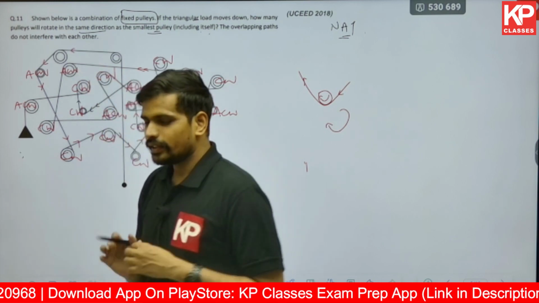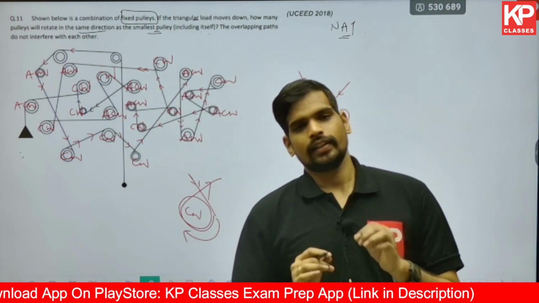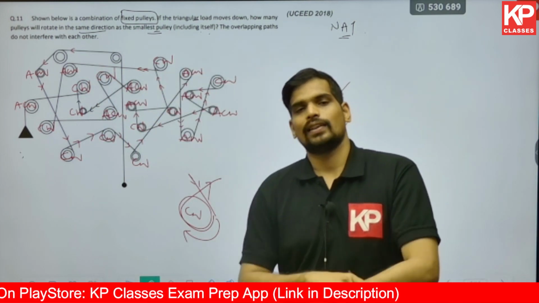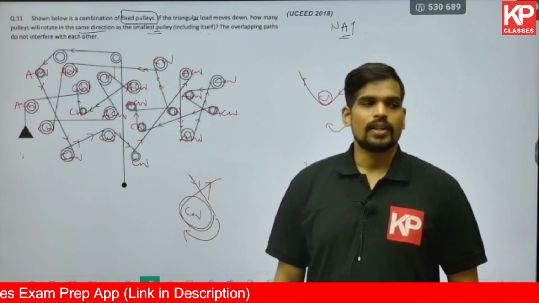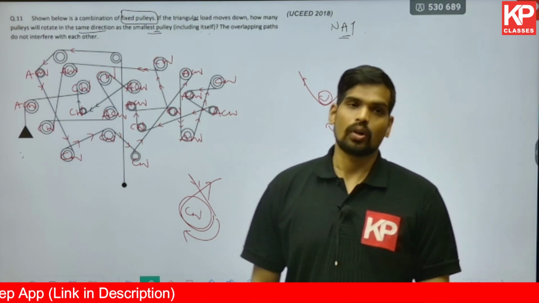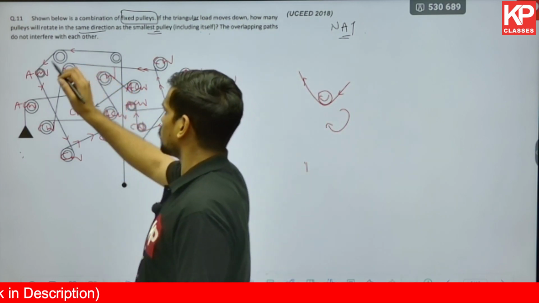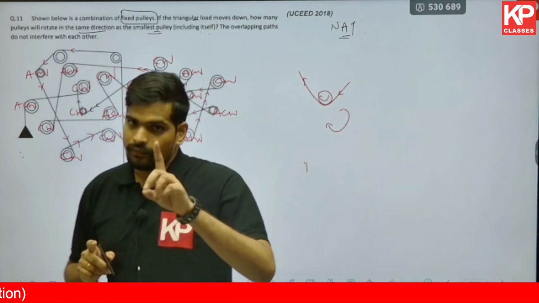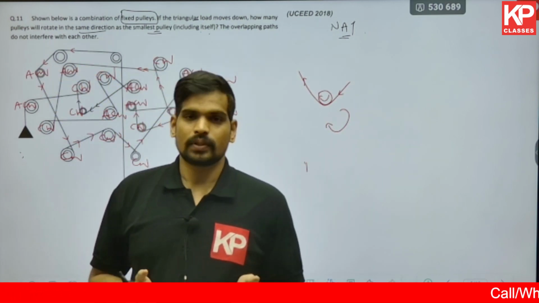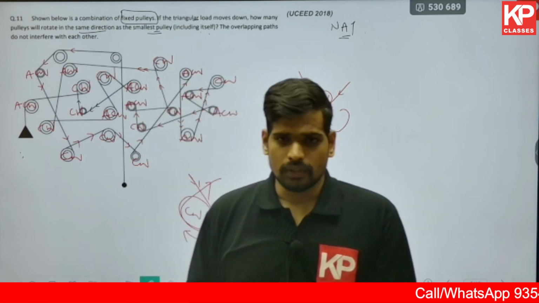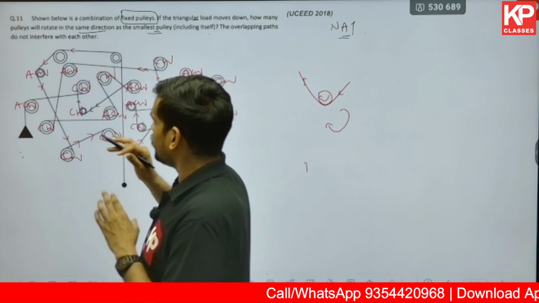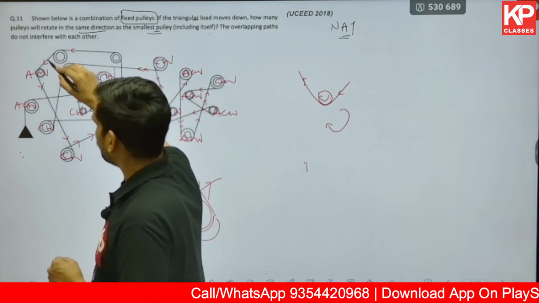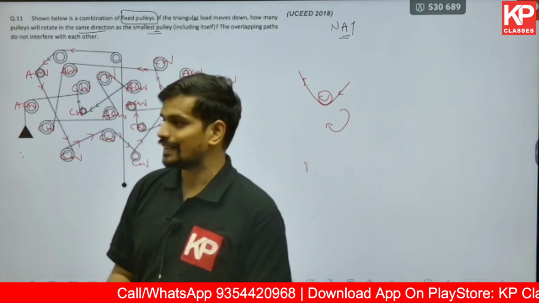I'll mark it as anti-clockwise. Now you'll need to take time and do it patiently. Even if you have an error in one pulley, you'll need to rework the complete question again. And in the examination, time is of huge importance in the CEED exam particularly, because you just have 1 hour to solve the computer based test in CEED. In UCEED you have 2 hours, but in CEED it is just 1 hour. So you'll need to answer it correctly the first time itself.